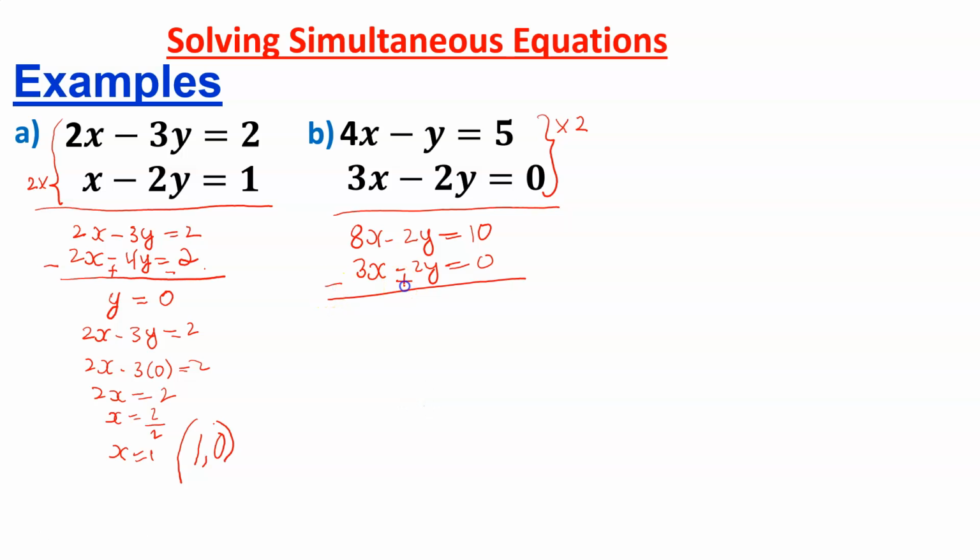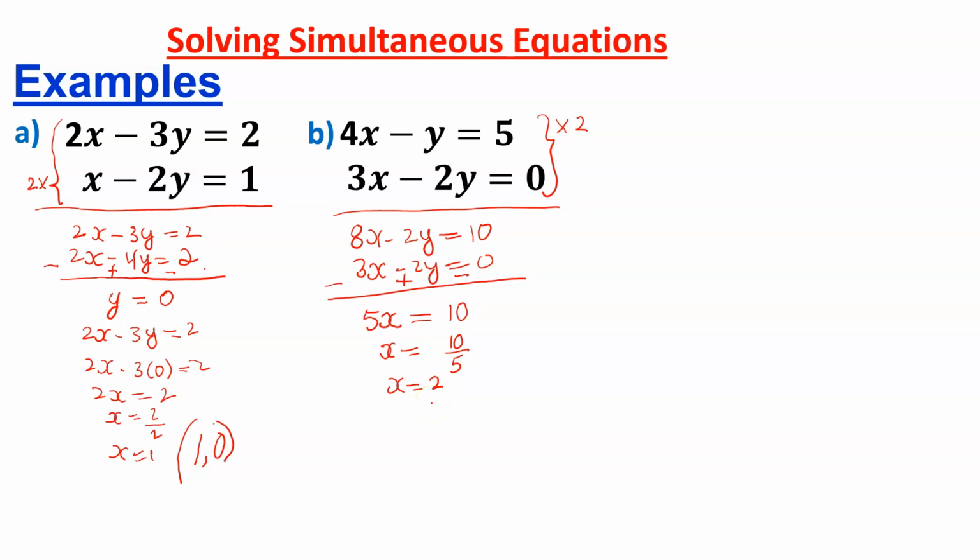So I need to take away the equations. 8x take away that, that's 5x. Minus 2y plus 2y, they're gone, that's all we wanted. And 10 take away 0 is just 10. Solve it out, that's 10 divided by 5. So you got x is what? Your x is 2.